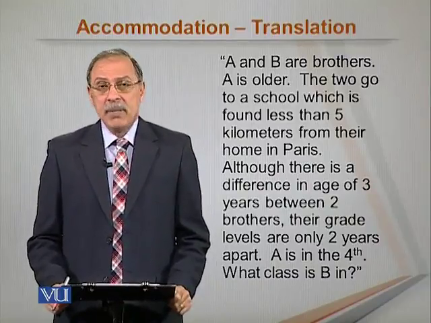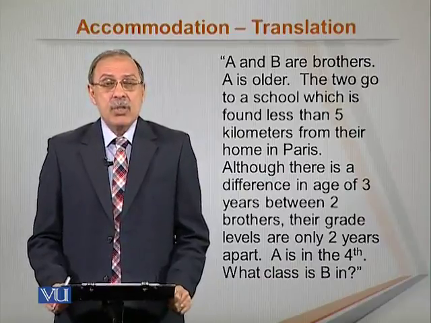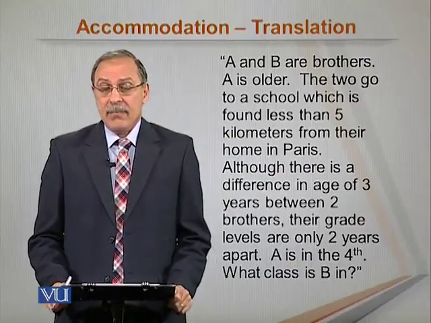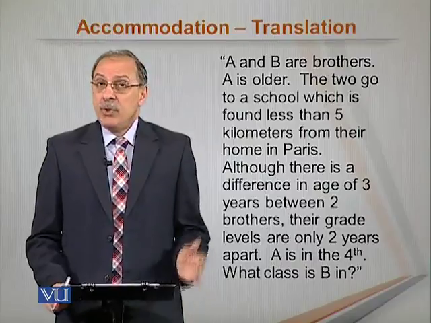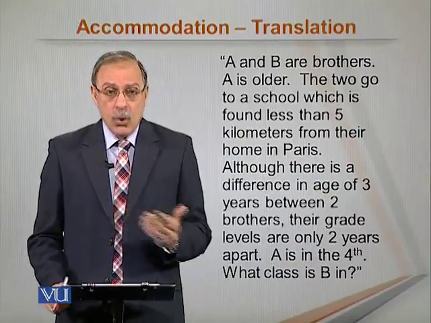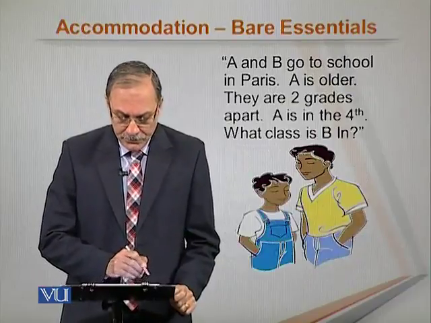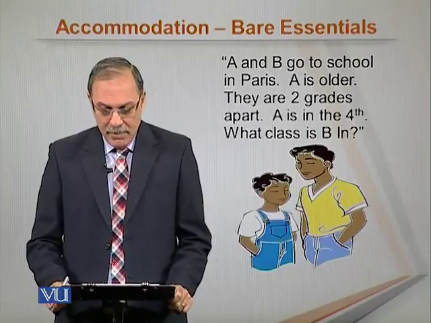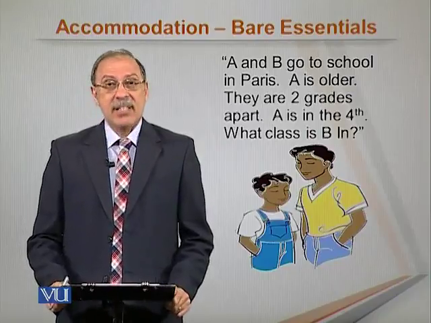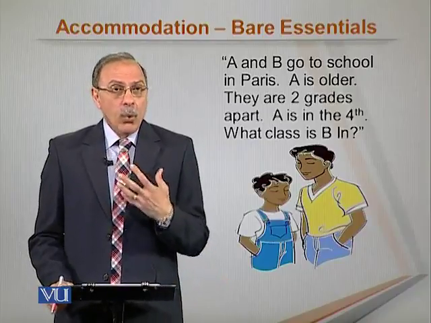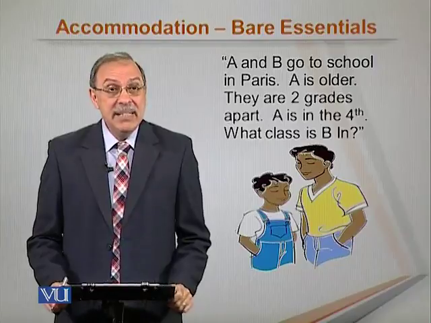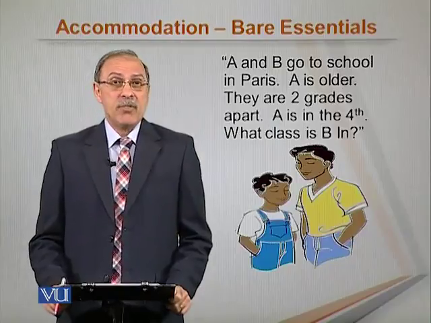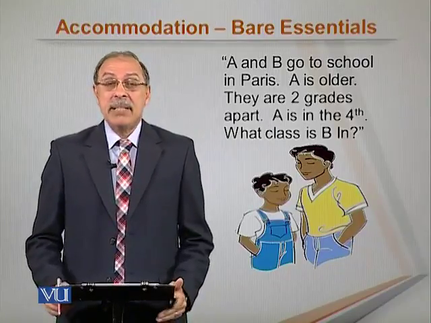This can be made simpler for students. After all, the question only asks where the second brother is studying. What is the grade level of the second brother? And do you need all this information? You don't. So let's look at the second example. A and B go to school in Paris. A is older. They are 2 grades apart. A is in 4th grade. What class is B in? Simple. You've only provided the information the child will need in order to be able to give you the correct response. Do you see how much verbiage, how much extra nonsense has been avoided?